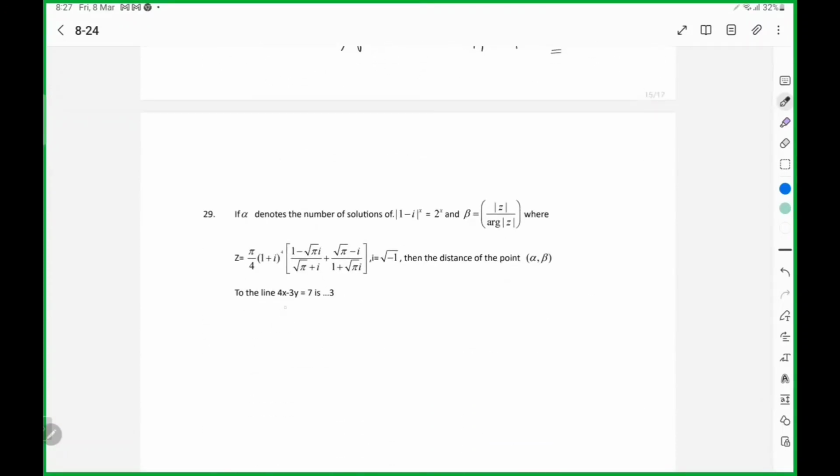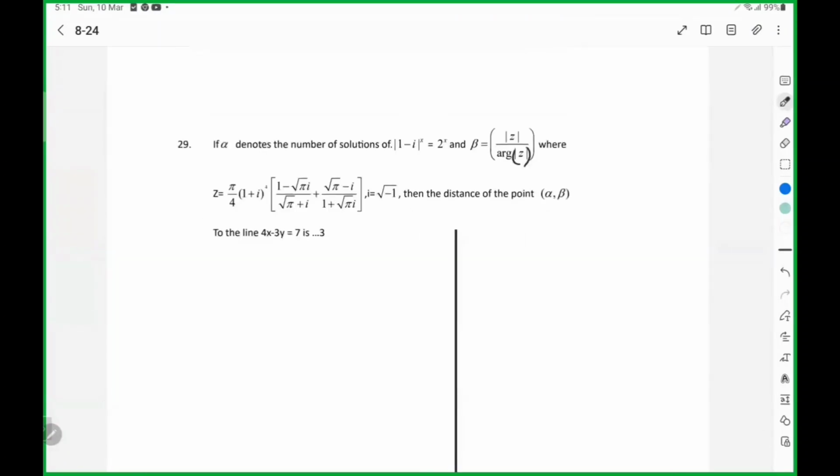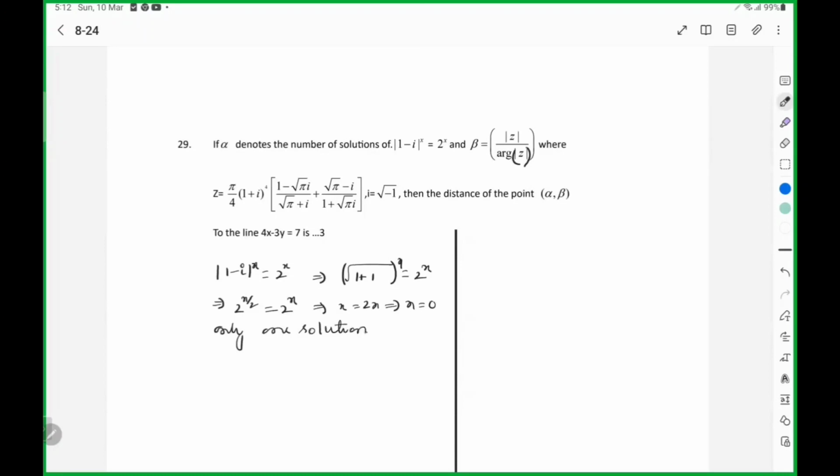Here, alpha denotes the number of solutions of the equation 1 minus i power x. So here 1 minus i is root 2, whole power x is 2 power x. 2 power x by 2 is 2 power x, which implies x is 0. It is only one solution, which implies alpha is 1.